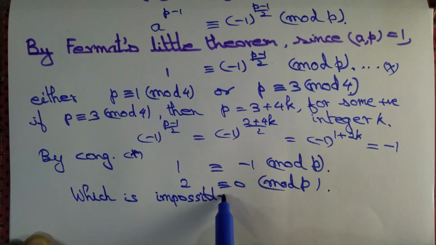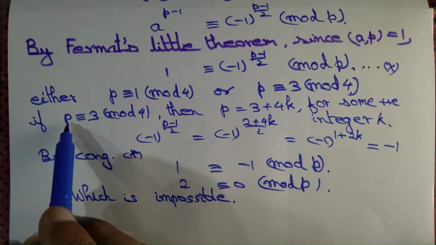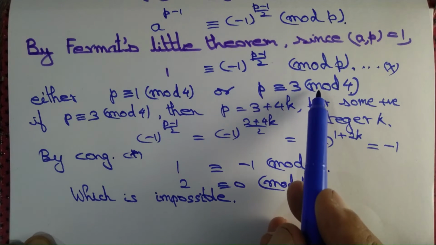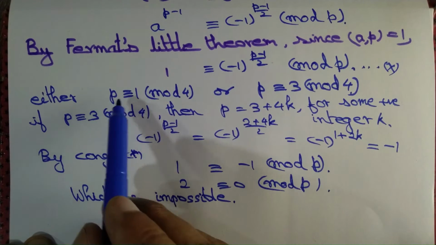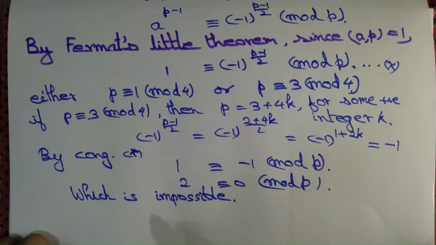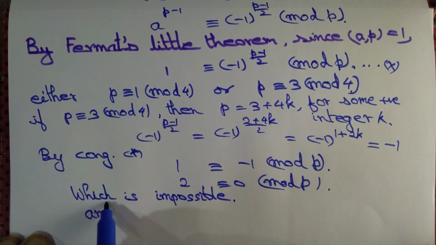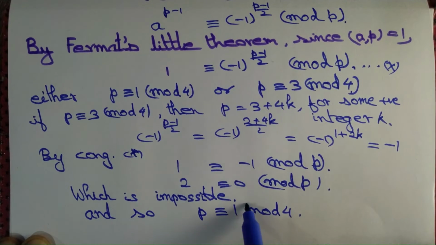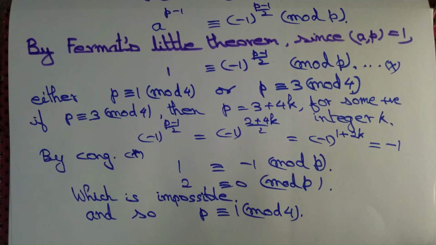Why did we get such an impossible case? That's because we assumed p is congruent to 3 mod 4. If p is not congruent to 3 mod 4, then it must happen that p is congruent to 1 mod 4. So we did one side.